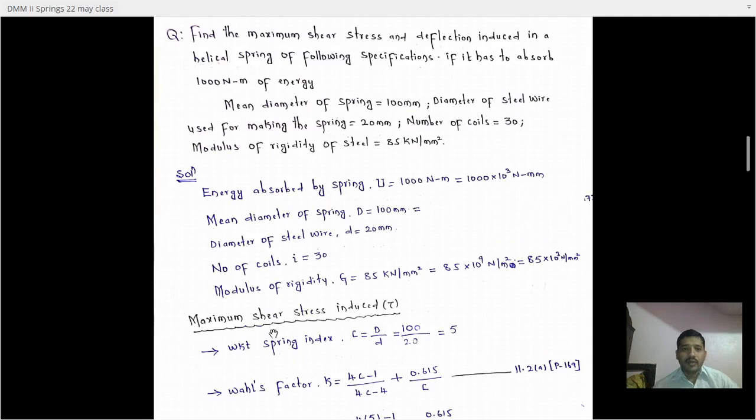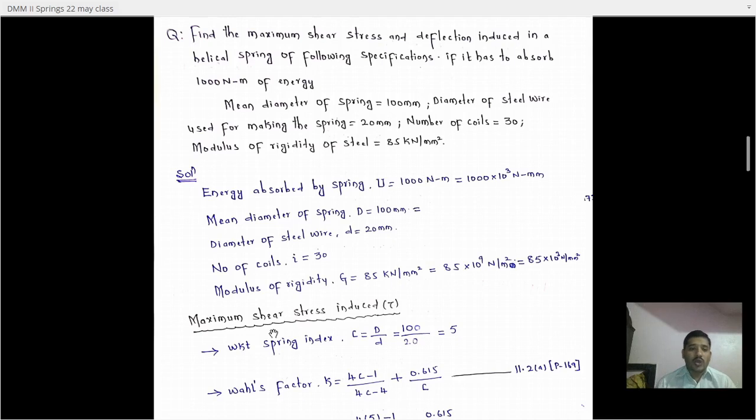Next one: find the maximum shear stress and deflection induced in a helical spring of the following specification, if it has to absorb 1000 Newton meter of energy. The mean diameter of the spring is given as 100 mm, and the diameter of the steel wire used for making the spring is given as 20 mm. The number of coils is given as 30, and the modulus of rigidity of the steel is given as 85 kilonewton per mm square.